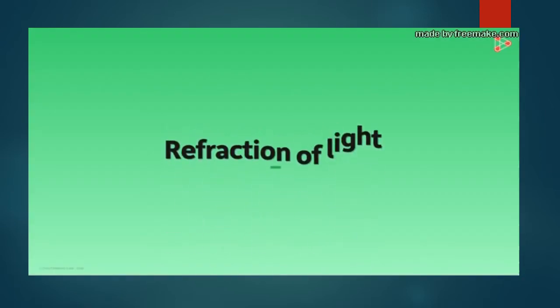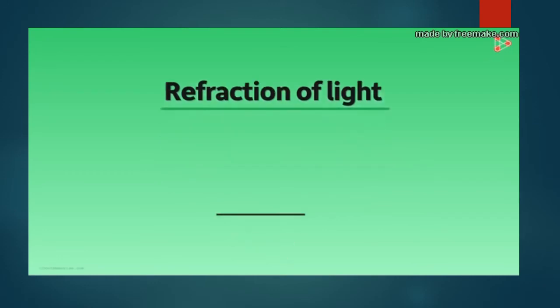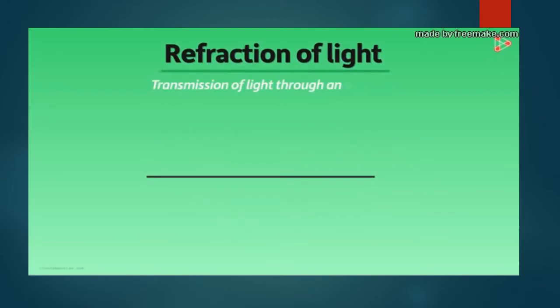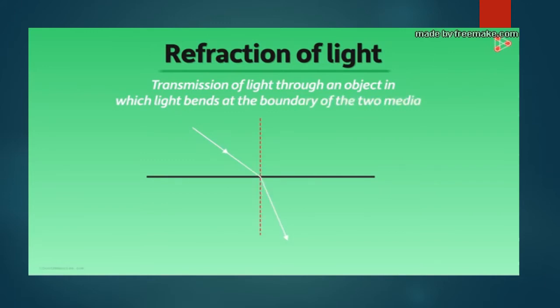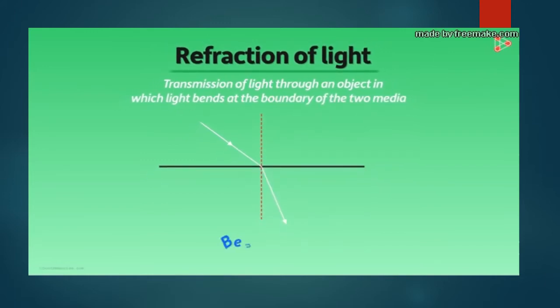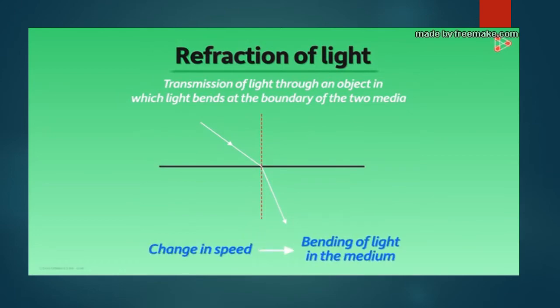In the previous video, we learned what refraction of light is. Refraction of light is a transmission of light through an object in which the light which is incident obliquely bends at the boundary of the two media. We also said that the bending of light in the medium is caused by the change in its speed.